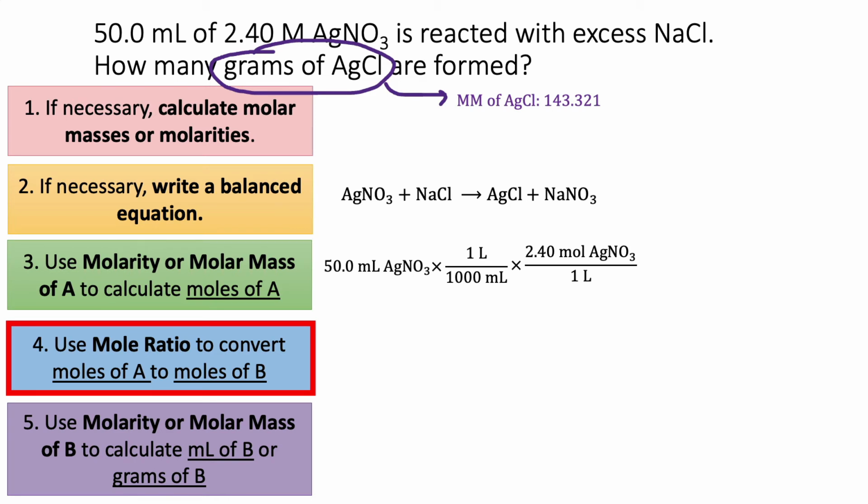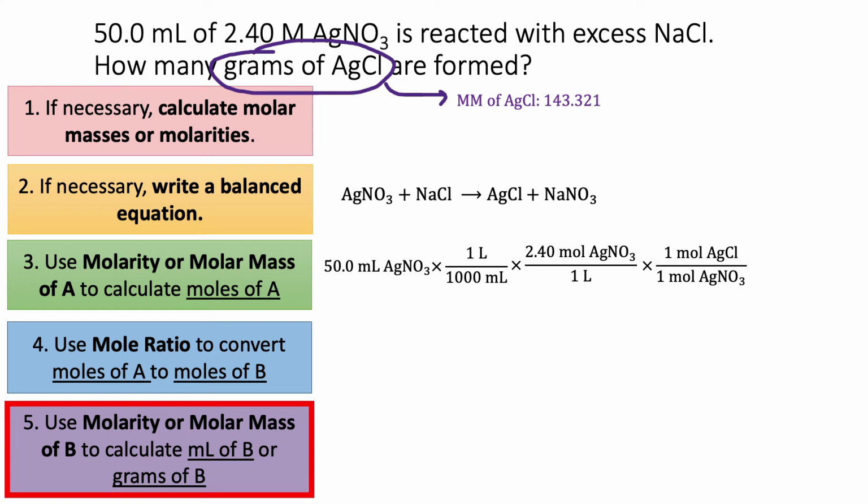Next, we're going to use the mole ratio to convert moles of A to moles of B. So all the coefficients in this balanced equation are 1, so this is just a 1-to-1 ratio. So finally, we're going to use either molarity or molar mass to calculate mL or grams.